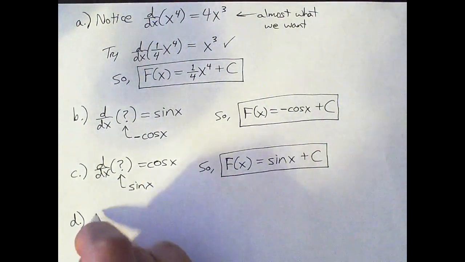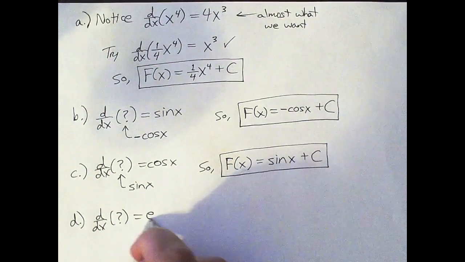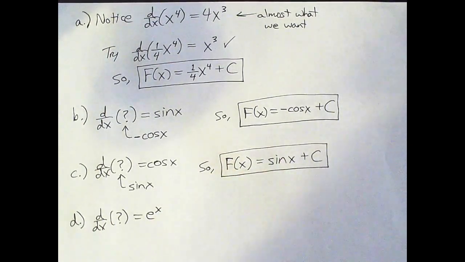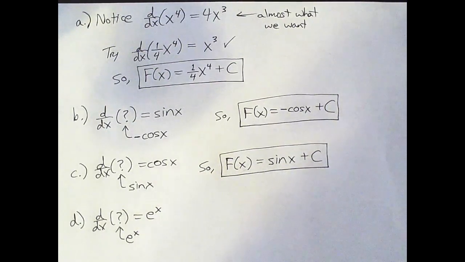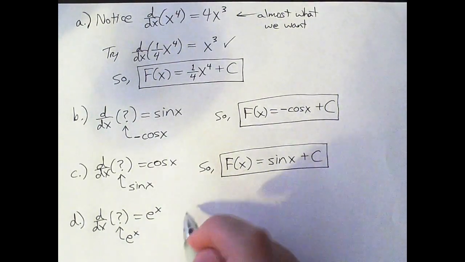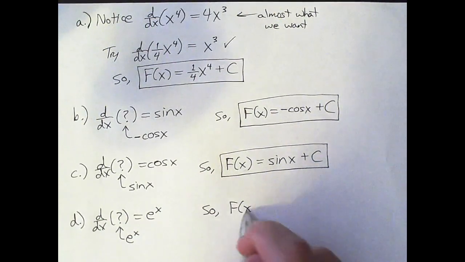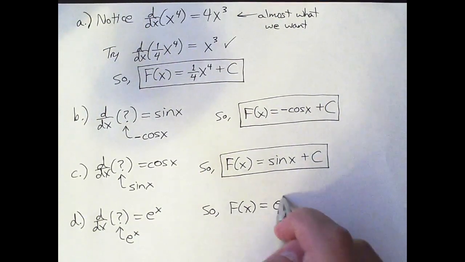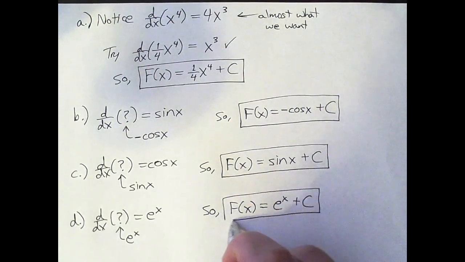And finally, the derivative of something needs to equal e to the x. And we remember that e to the x is its own derivative. So I guess you could say e to the x is its own antiderivative also, but we need the plus c in order to be giving the most general antiderivative.